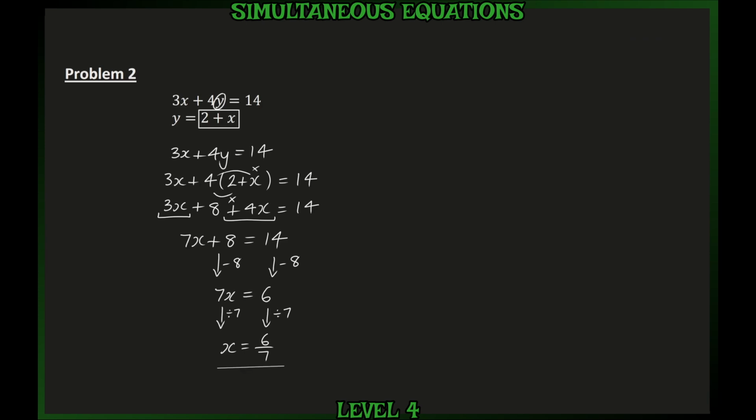To find the value of y, we can now take the second equation, y equals 2 plus x, and substitute x back into this. And this is the best equation to use because y is already the subject, and that's what we're looking for. So if we replace x with 6 sevenths, we get y equals 2 plus 6 sevenths. And since 2 plus 6 sevenths gives us 20 over 7, y is equal to 20 over 7. And this means that our final solution to problem 2 is x is equal to 6 over 7, y is equal to 20 over 7.